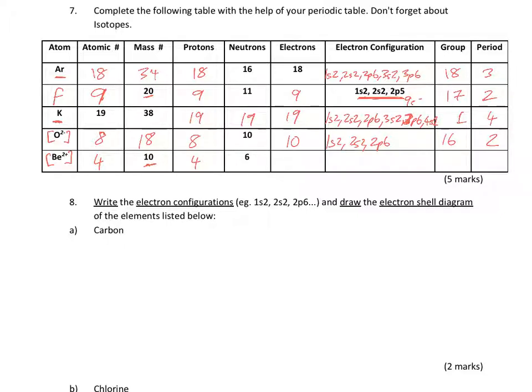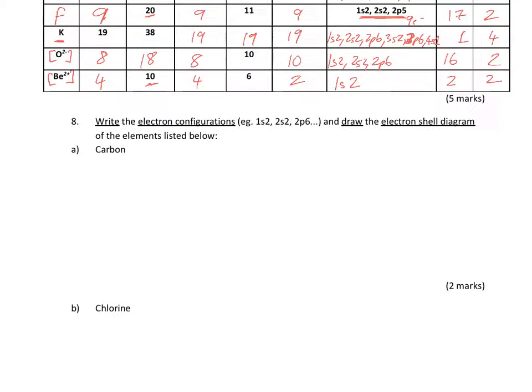Electrons. So normally it would have 4 electrons, but it's a 2+ ion, so it's going to have 2 less electrons than normal, so it's 4 minus 2, it's going to be 2 electrons. So its electron configuration is going to be 1s2, and then it's going to be in group 2, period 2. That's how you should think through that table, okay?